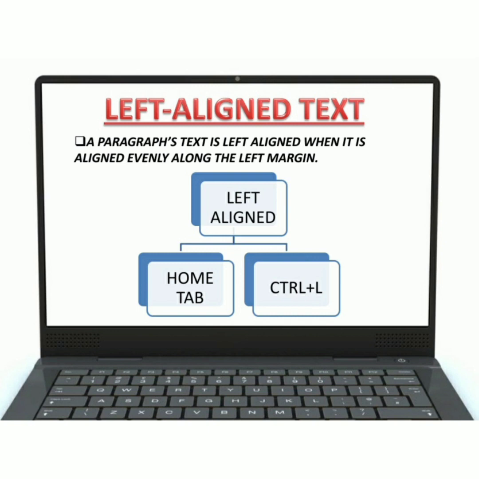Kids, a paragraph text is left aligned when it is aligned evenly along the left margin. There are 2 ways through which we can do the left alignment in MS Word. First is by home tab and second one is by shortcut key, that is Ctrl plus L. So let's see practically how we will do the left alignment of text.